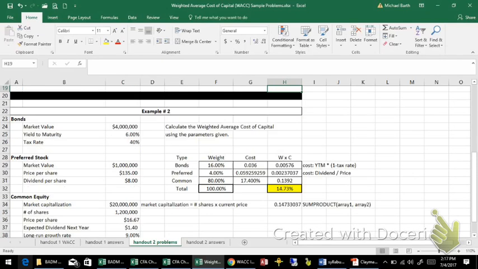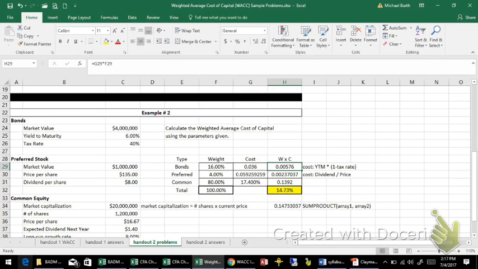Alright, so the sum product function multiplies weight times cost for each line, and then adds them together. Sum product is just a shortcut way of doing that. It gives you the exact same number, but using a shortcut.